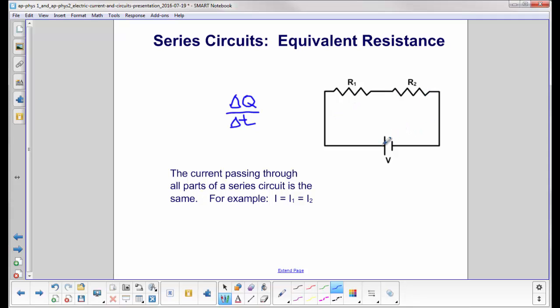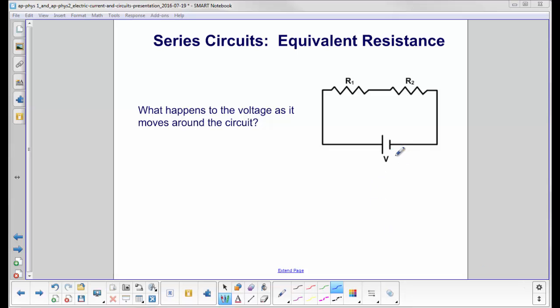So the current coming out of here is exactly the same as the current going through this resistor and exactly through here. If there's 10 amps coming out of here, 10 amps go through here, and you make the claim that only 8 amps go through here, what happened to all those other charges? Did they get stuck here? Did they leave? No, that's silly. Whatever goes through this resistor has to go through this resistor. So the current coming out of the battery, which we label I, equals I1, which is the current through resistor 1, and it equals I2, which is the current through resistor 2.